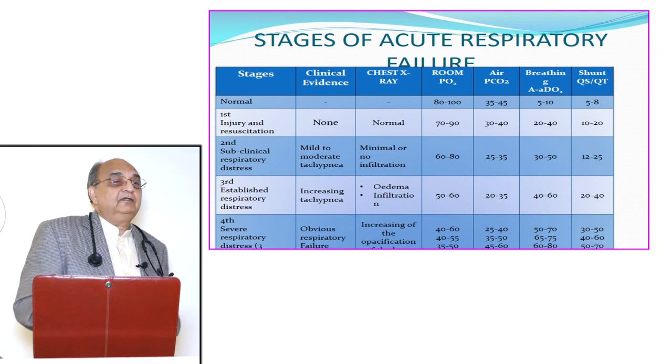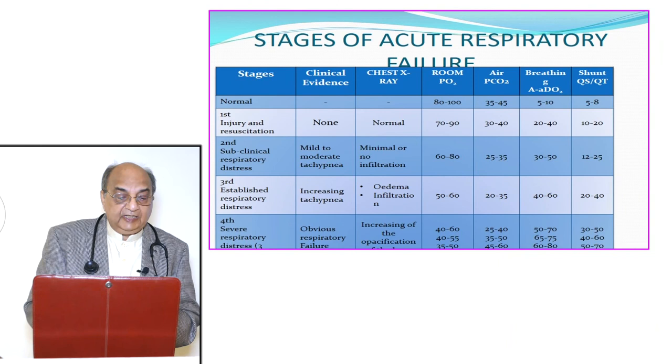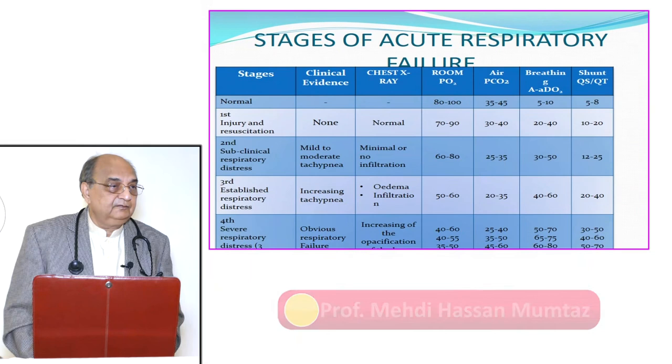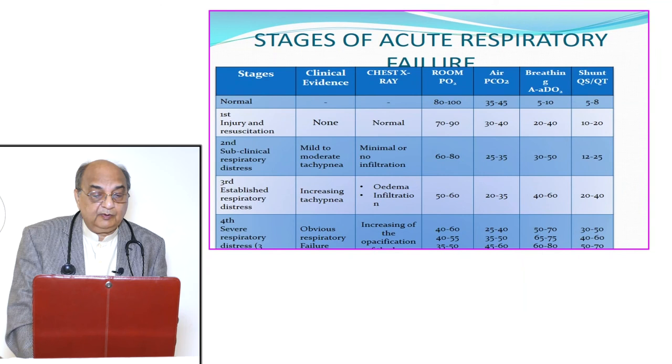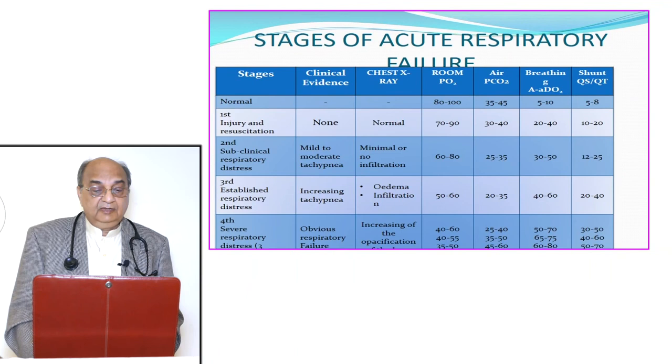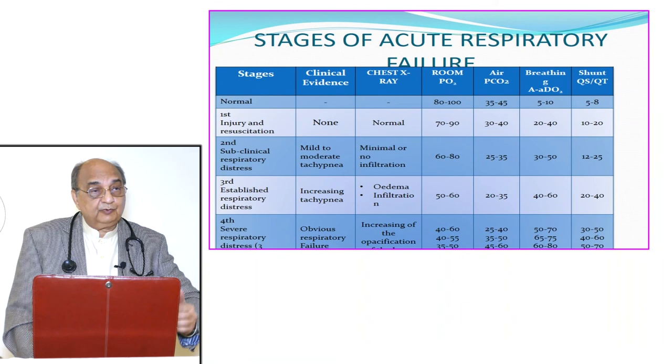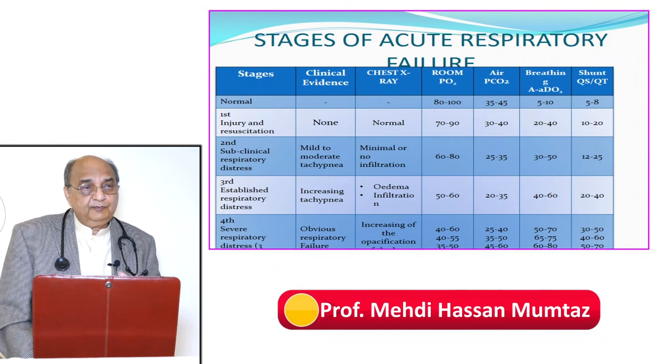The second is subclinical respiratory distress. There will be mild to moderate tachypnea; the patient starts breathing a little bit fast. Then you look at the X-ray, there will be minimal or no infiltration. There might be a little bit of infiltration in the lower part of the lung. Then if you look at the PO2, it has further come down to 60. Then if you look at the PCO2, it has further come down to 25 to 30 or 25 to 35. That should give you an indication that the patient is really hyperventilating, washing out the CO2.